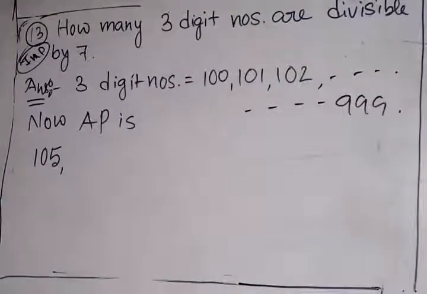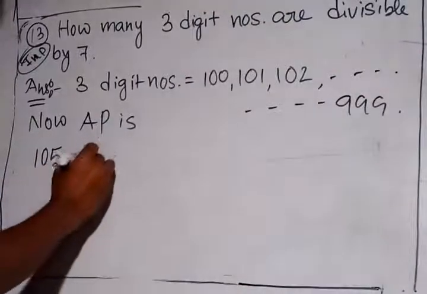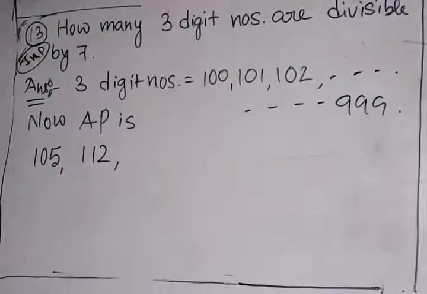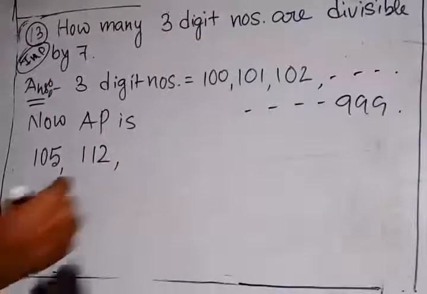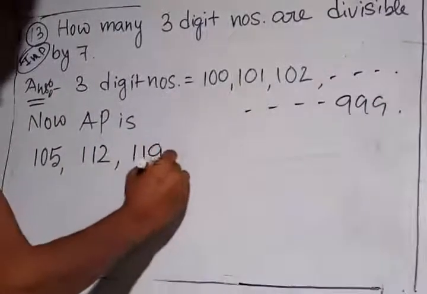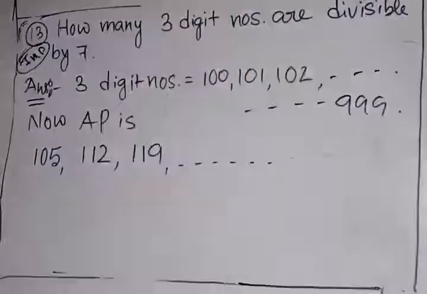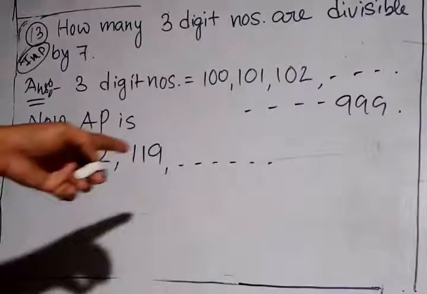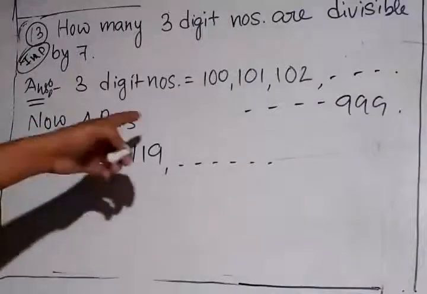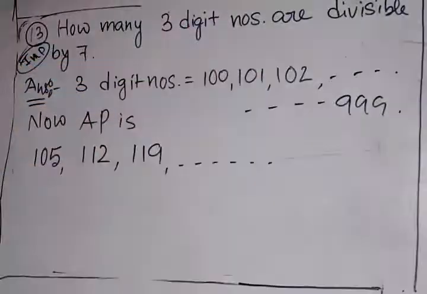Now just add 7, 7, 7, and you will get the second, third, fourth, fifth terms. So 100 plus 5 is 105, then 112, 112 plus 7 is 119. This will continue like this. This is the AP: 105, 112, 119. You need the last term also.